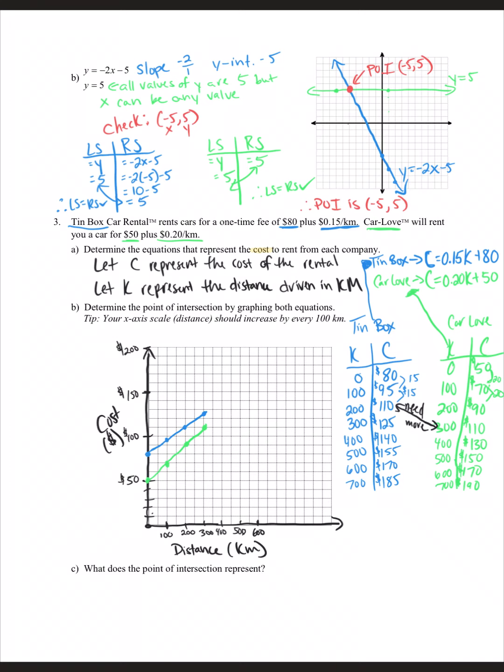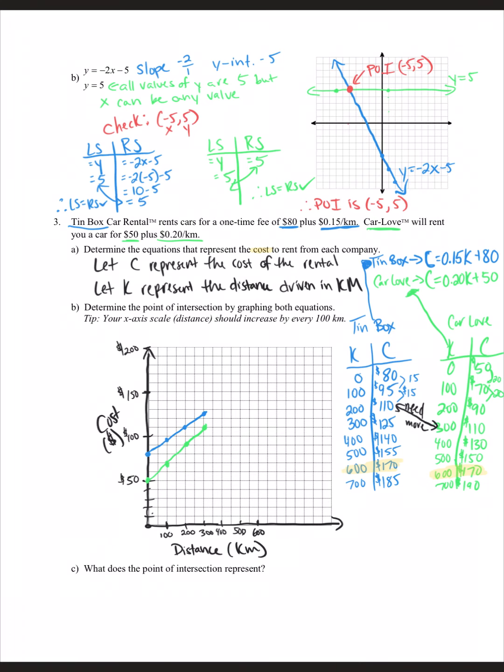Okay, so hopefully we can see a point on here where the kilometers is the same and the cost is the same. Now that looks like somewhere right here. So Tin Box at 600 kilometers is going to be $170, and the same is true for Car Love. So we'll plot those points and see if that works out to be true.